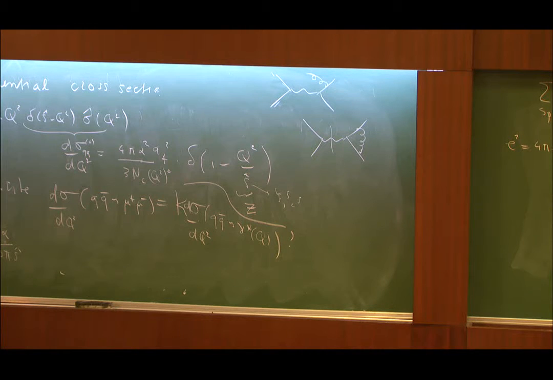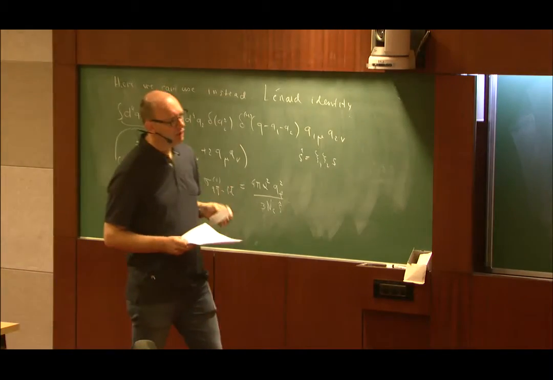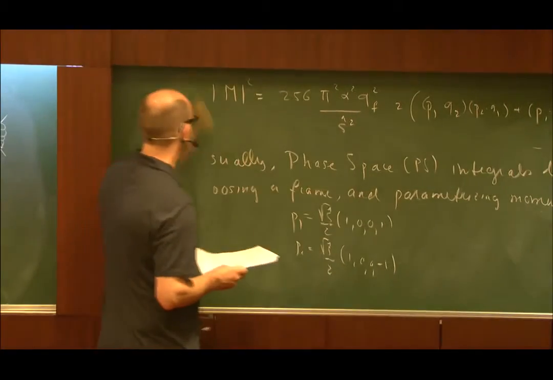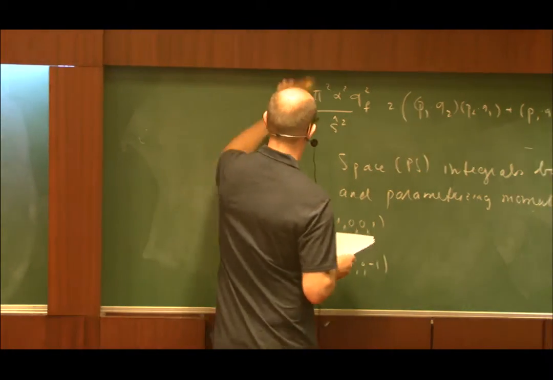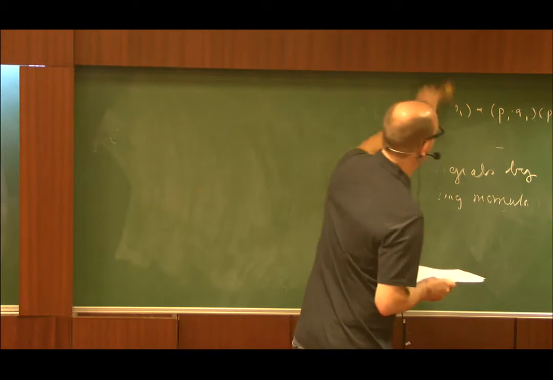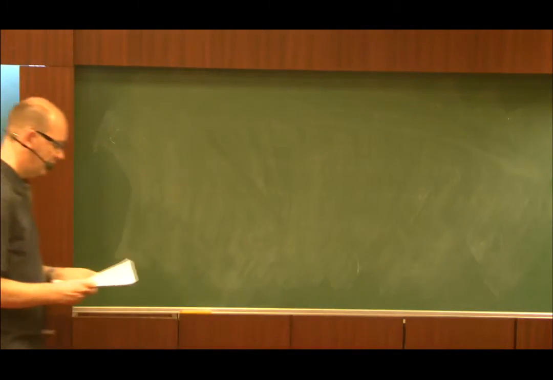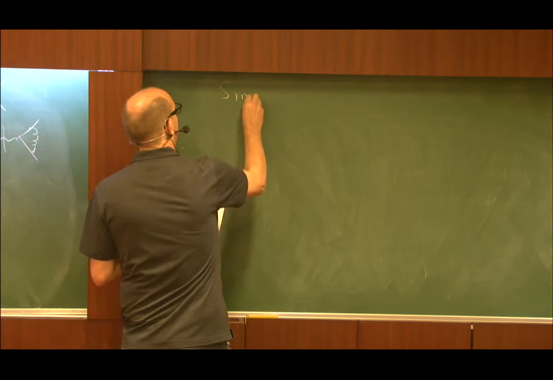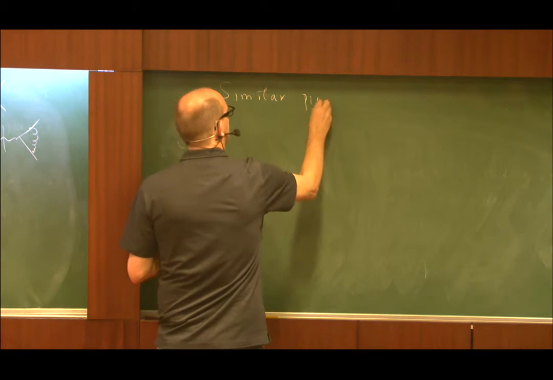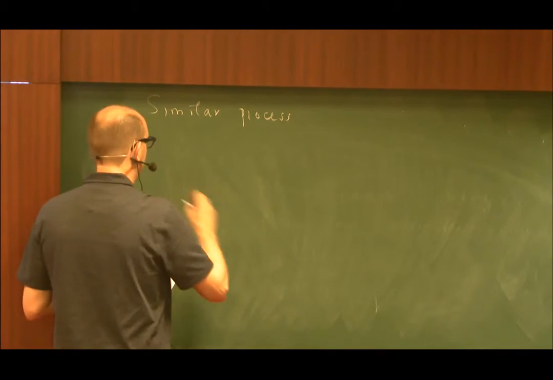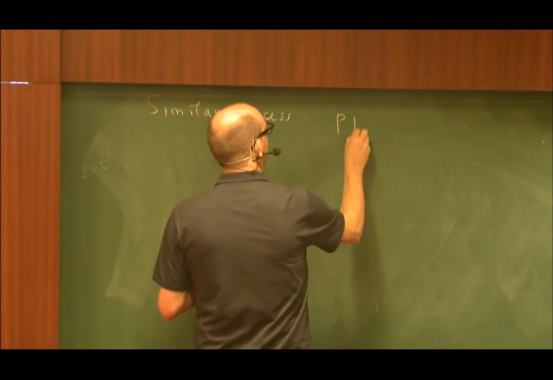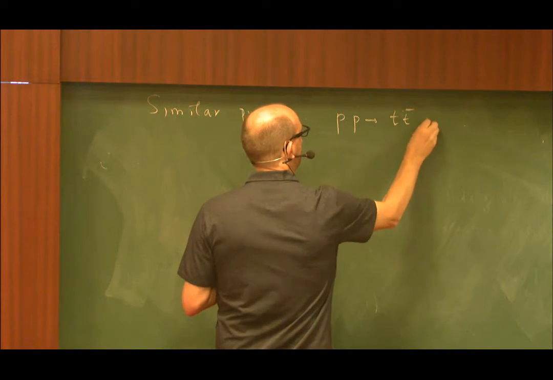So this is a process that is pure electroweak at lowest order, electromagnetic even. Without going through all the calculations, let me at least give you the result for a similar process whose formula also looks similar. It is also important at the LHC. A similar process to Drell-Yan would be proton-proton goes to top anti-top plus X.